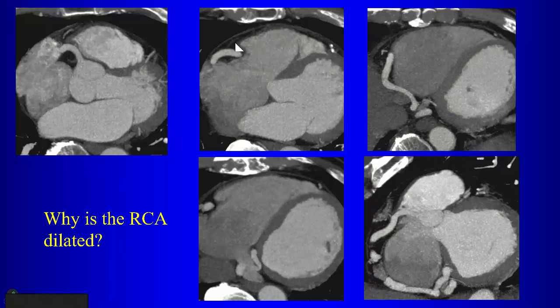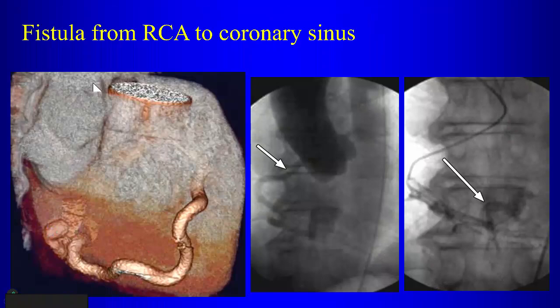This patient has a very dilated right coronary artery. We can see it here. Okay. So why is this right coronary artery dilated in this case? It looks like it's abnormally connecting to the coronary sinus. Yeah, so down here you can see the coronary sinus. So the coronary artery comes down and connects to the coronary sinus. Again, another form of an arteriovenous fistula. So fistula from the right coronary artery here to the coronary sinus.